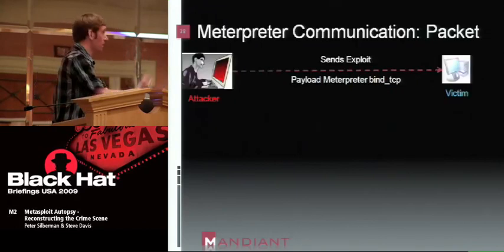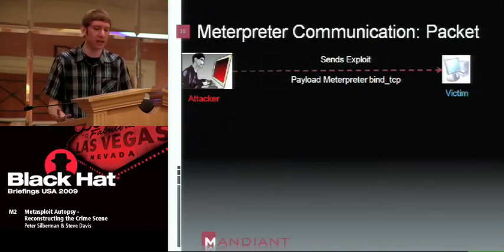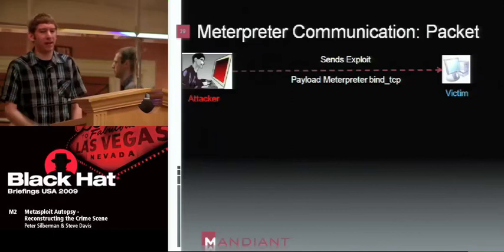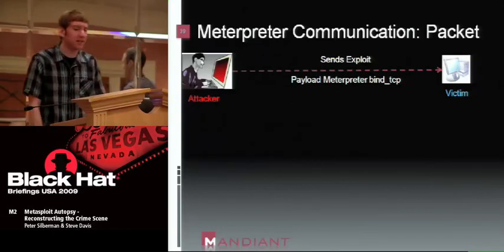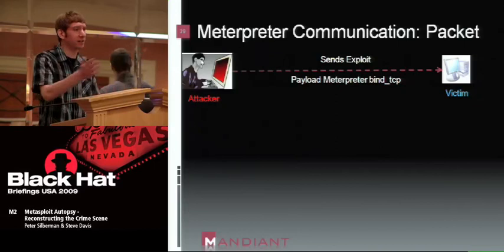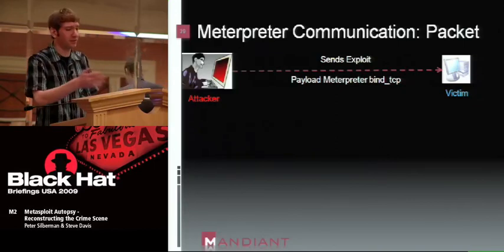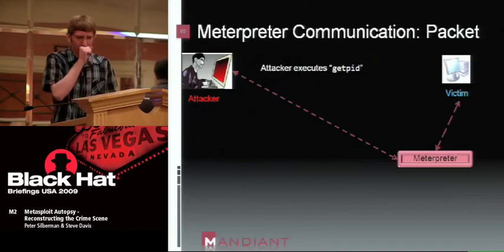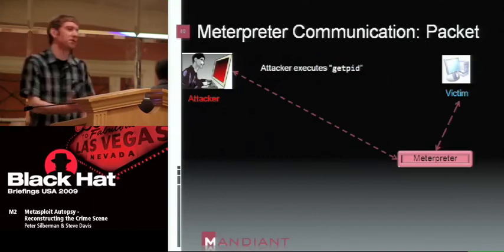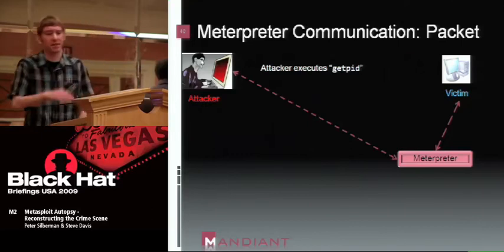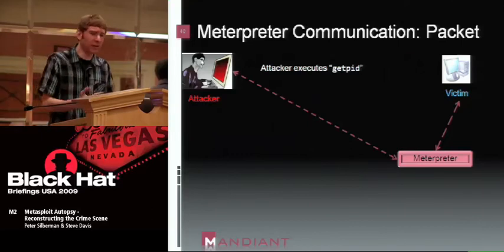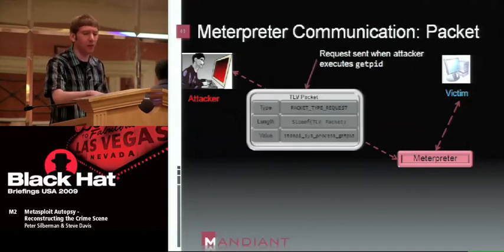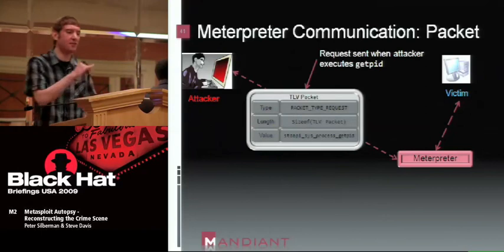So I'm just going to go through a simple demonstration of how the Meterpreter communication works and the packet structure. So the attacker's going to send the exploit. The payload's going to be just like we did before, a bind TCP. It's going to use the new reflective DLL method, which really doesn't matter in terms of what we're looking for. And then as soon as the attacker gets back the Meterpreter shell, he's going to want to do something. So in this specific example, we just chose get PID. What that's going to do is basically send a get PID request to the Meterpreter server from the attacker, and it's going to have this TLV packet.